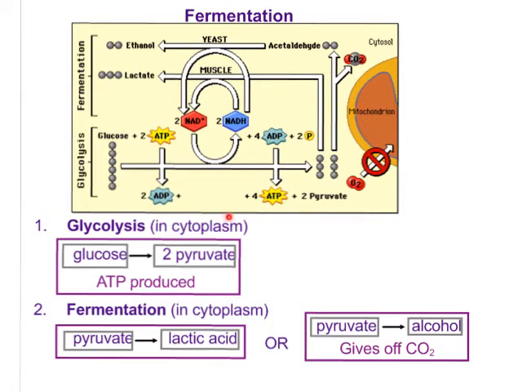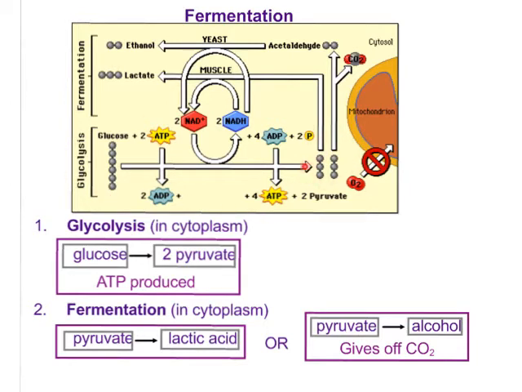Once again, it is in the cytoplasm, just like in aerobic cellular respiration. And just like in aerobic cellular respiration, we're going to start with a molecule of glucose, and we're going to end with 2 pyruvate molecules. And we get ATP that is produced in this process. This is just the same as what we see in aerobic cellular respiration. Now here is where we differ. Here's the glycolysis process once again.